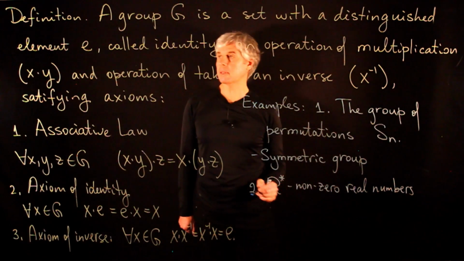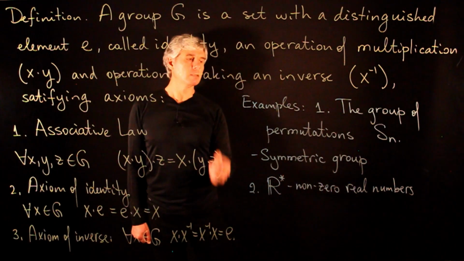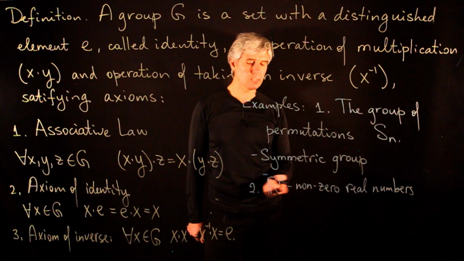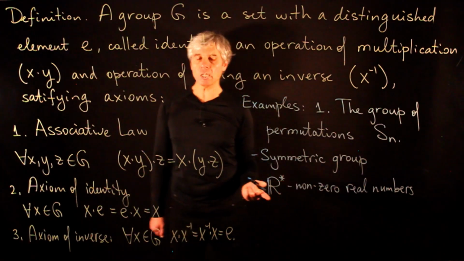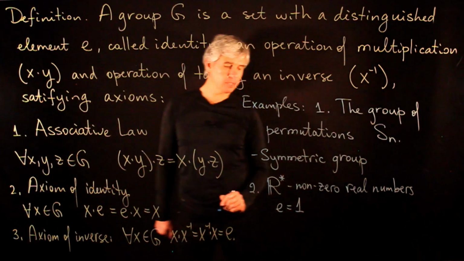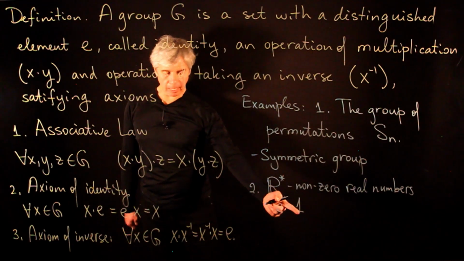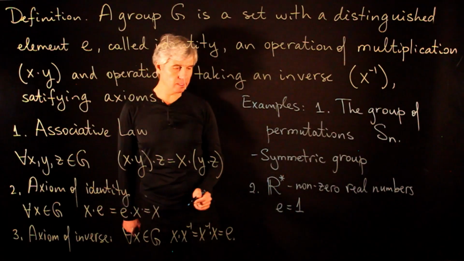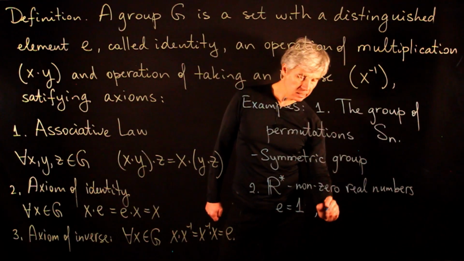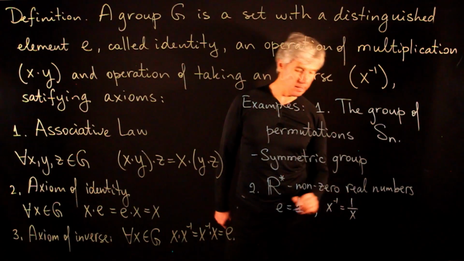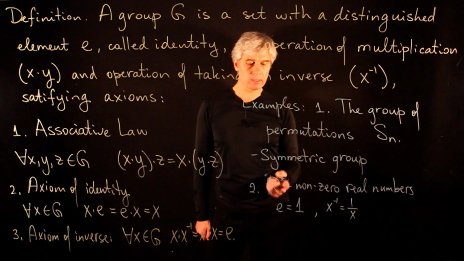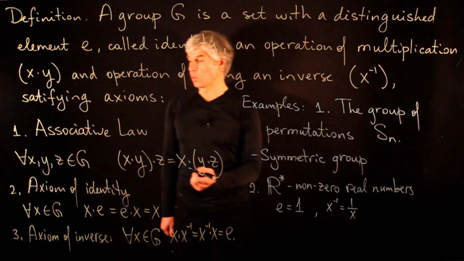And let's take the operation of multiplication. We know that the product of two non-zero real numbers is a non-zero real number. So this means that this set is closed under the operation of multiplication. And it has the identity element, which is the real number 1. This identity will satisfy the axiom of identity. And also we have the inverse. Here x inverse is defined as 1 over x. And so with these operations, we see that the set of non-zero real numbers becomes a group.